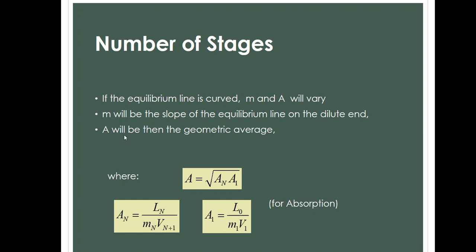Now, in cases wherein A will vary, you have to determine the geometric average of the two absorption factors: the absorption factor at the bottom, and the absorption factor on top of your column. Getting these two separately, if they're not equal, then you get the geometric mean. If they're equal, then there's no need for you to do this because anyhow, the answer would still be the values that you have for the two.